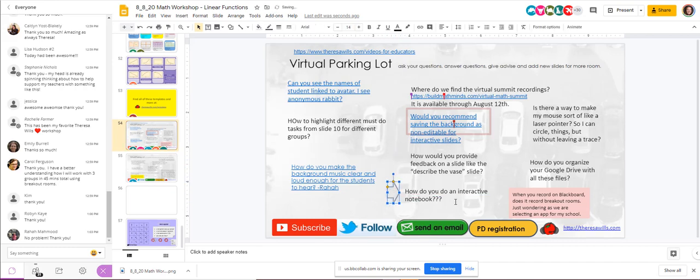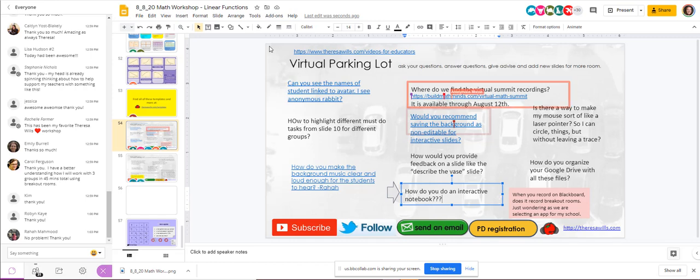How do you do an interactive notebook? The simplest thing to do is to have students create a Google Slides from their own account, school email account or Gmail account, and share it with you. Once they do, every day they copy and paste your new kind of exit ticket slide into it, and they respond to it. You'll be able to see all of your students' interactive notebooks because they've shared them with you.